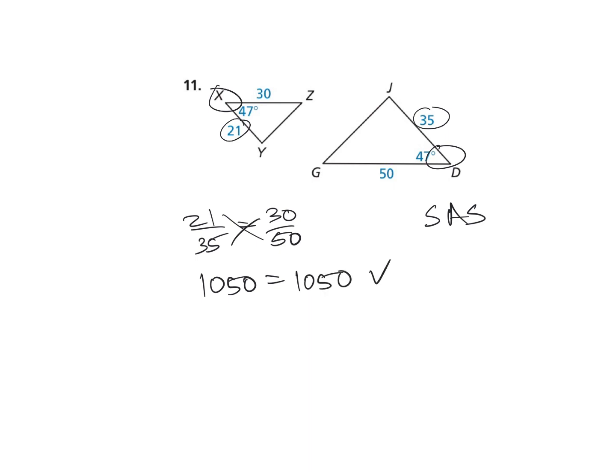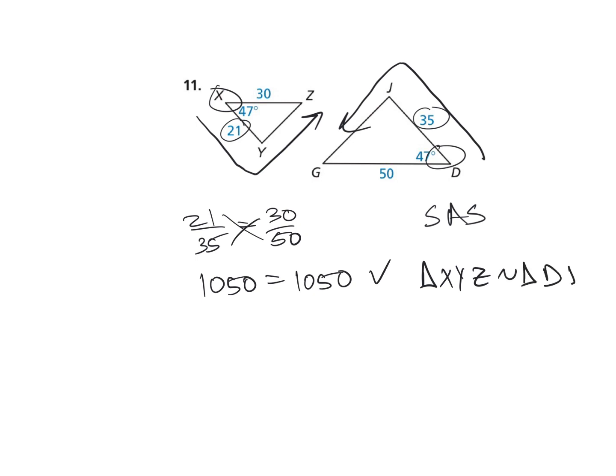Now let's do the right order here. X through the small leg of Y, then to Z. So D through the small leg of J through to G. So that's triangle XYZ is similar to triangle DJG.